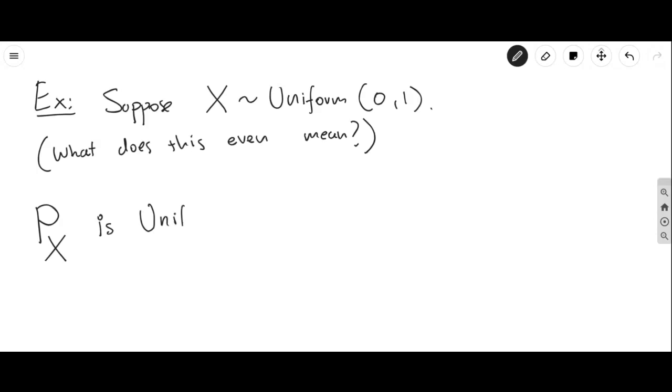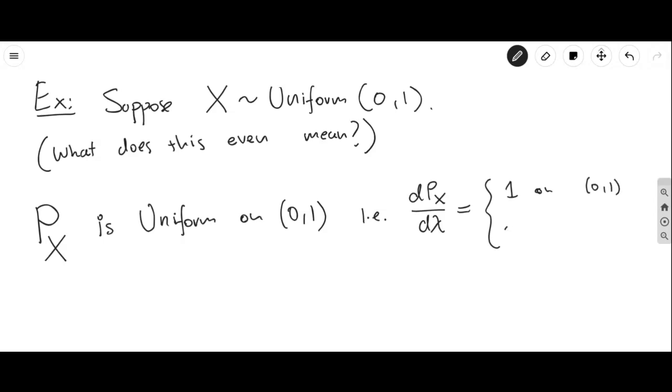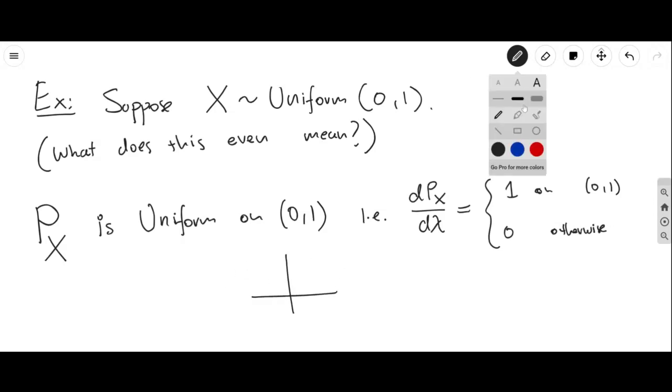is uniform on the interval from 0 to 1. What does that mean? It means that if you were to look at the Radon-Nikodym derivative with respect to the Lebesgue measure, it would just be constant. It would just be 1. So it will be the following function: 1 on the interval from 0 to 1 and 0 otherwise. So the probability density function would be 0, and then between 0 and 1, it would be 1 over here. So that is what it means to be uniform on that interval.